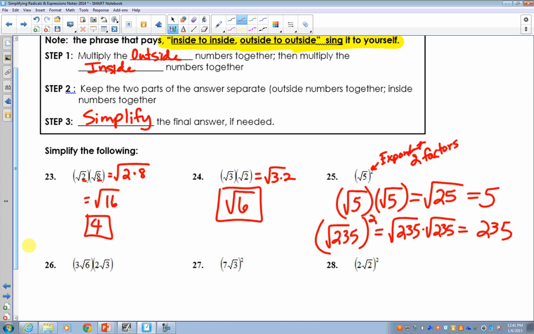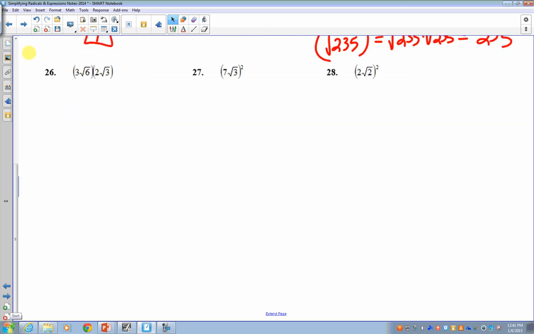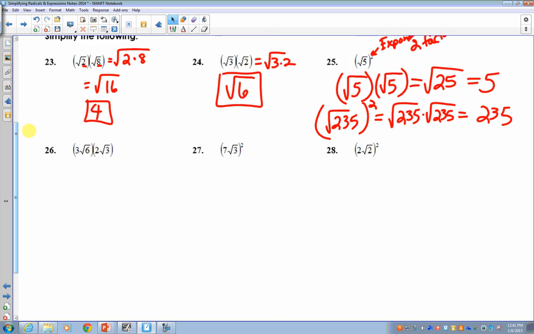So, now, inmates and outmates do not mix. 26 is a good example of that, sorry. So, outside stays together, inside stays together. So, outside is 3 and 2. So, the 3 and the 2 get multiplied together. Inside is the 6 and the 3. The 6 and the 3 get multiplied together. So we would have 6 times the square root of 18.